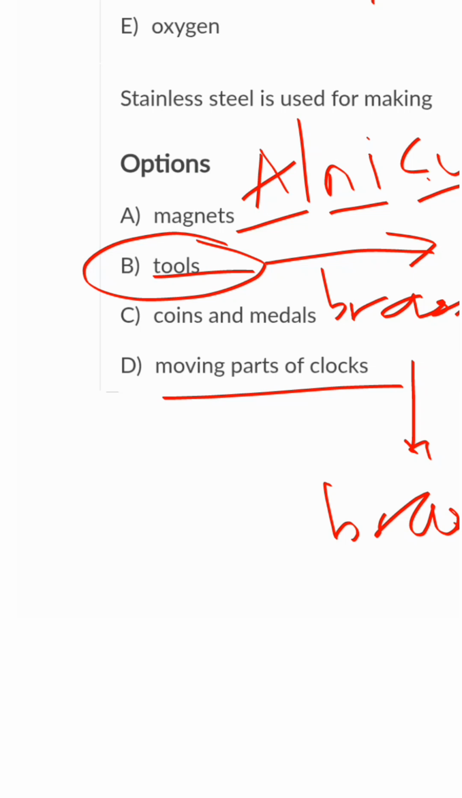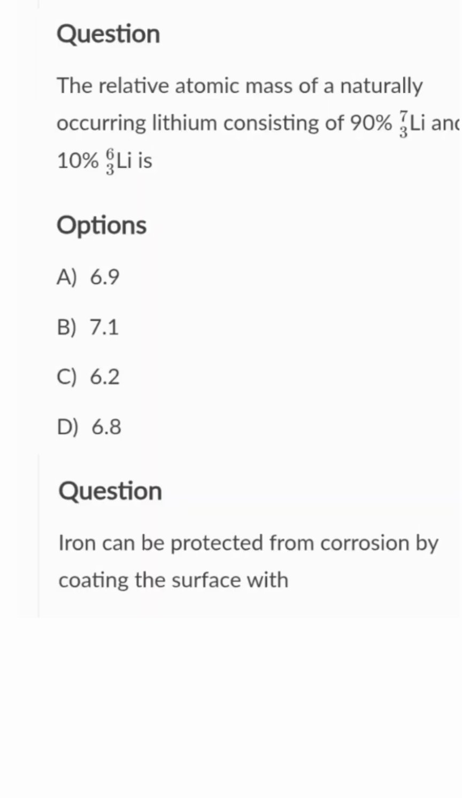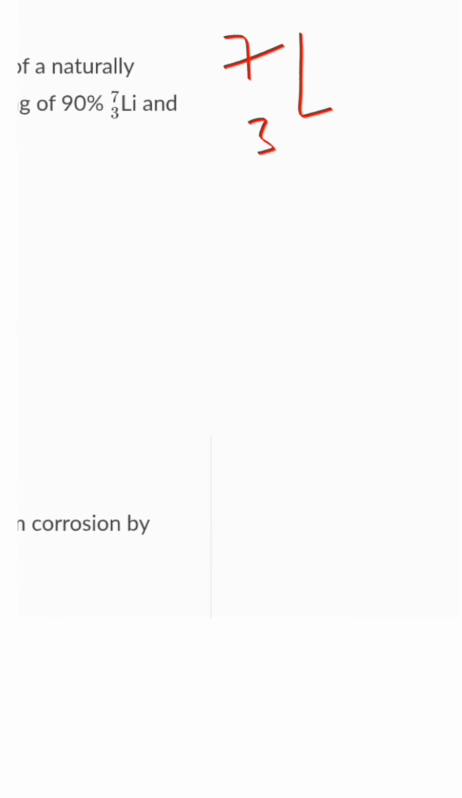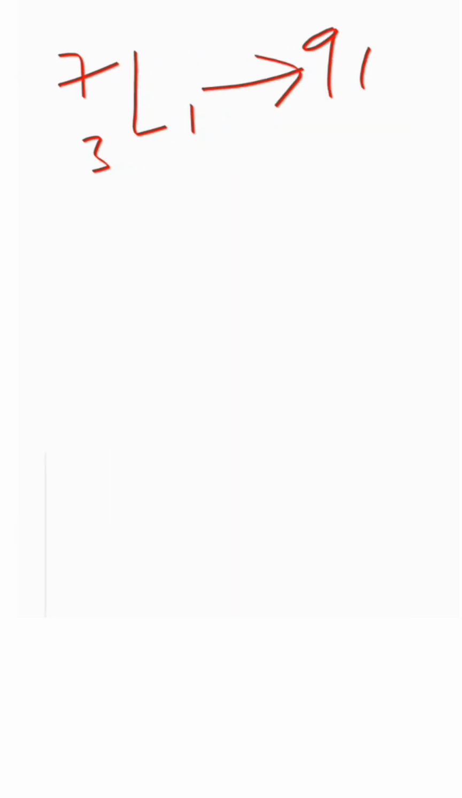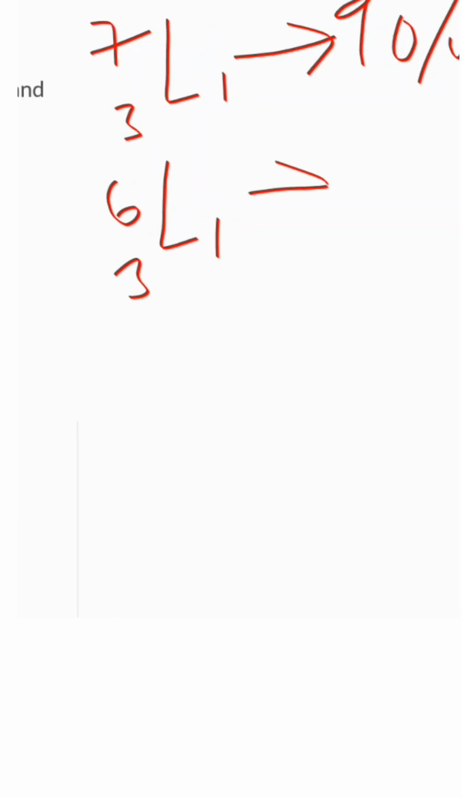So stainless steel is used because it is resistant to corrosion, it can withstand high temperature and pressure, and it is very, very hard. So that's why stainless steel is used for making tools. So for the next one, the relative atomic mass of naturally occurring lithium consists of 90% 7 Li and 10% 6 Li. So you're trying to find the relative atomic mass. So these are the isotopes here, and these are the mass numbers. So the first one is 7 Li. The abundance of this one is 90%. Then the second one is 6 Li. The abundance of this one is 10%.